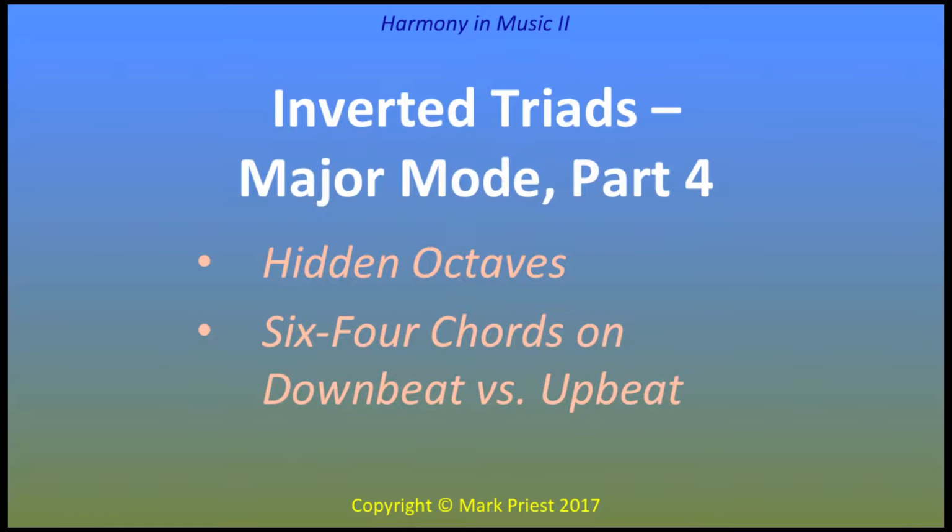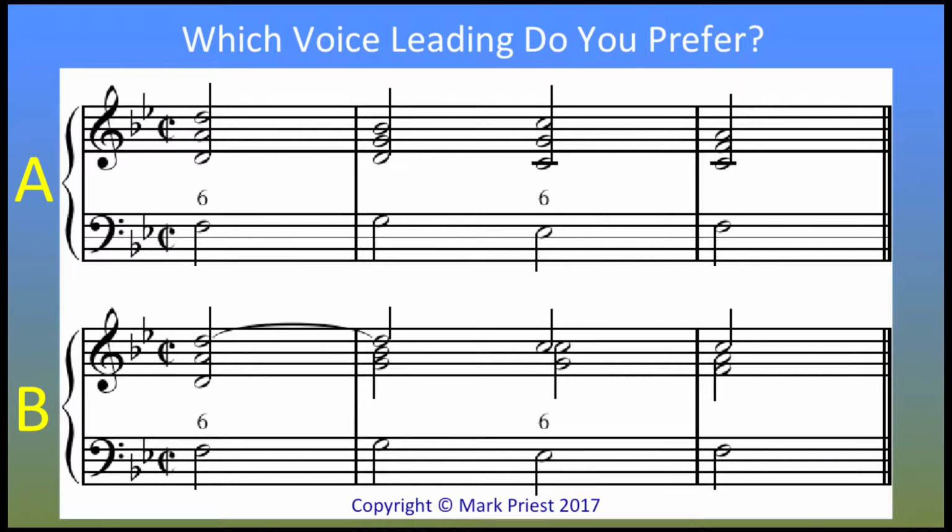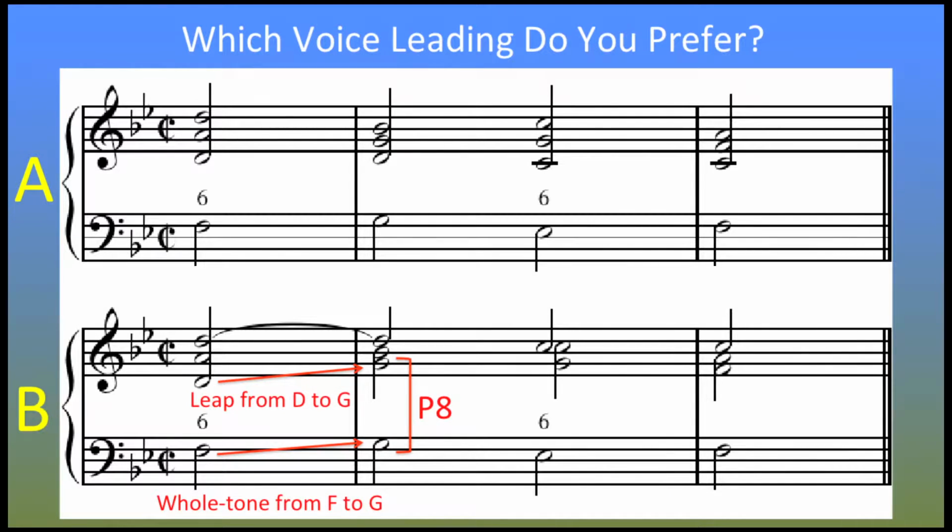Inverted Triads, Part 4. Hidden octaves, 6/4 chords on the downbeat versus the upbeat. Of these two examples, which voice leading do you prefer, A or B? And why? If you chose A instead of B, could it be that your ear doesn't like that hidden octave between bass and tenor in B?